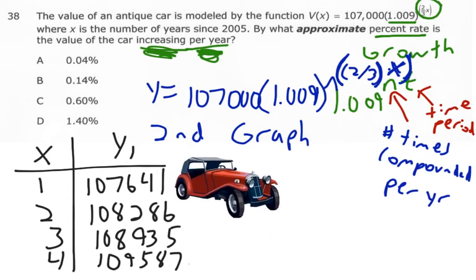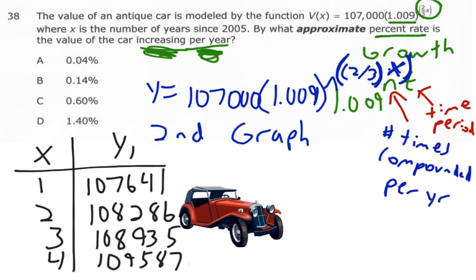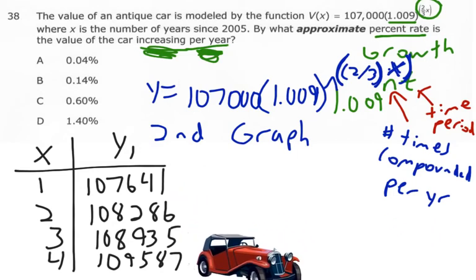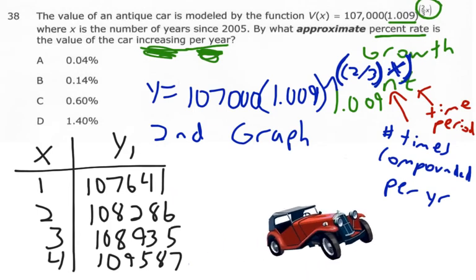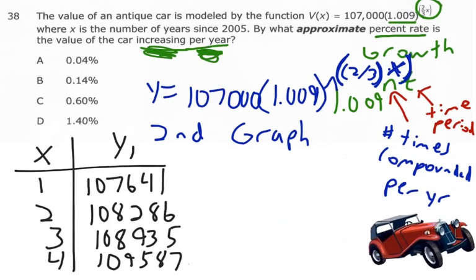So after 1 year, it's 107,641. After 2 years, 3 years, and 4 years. Does your table match mine? I hope so. If not, type it in again.